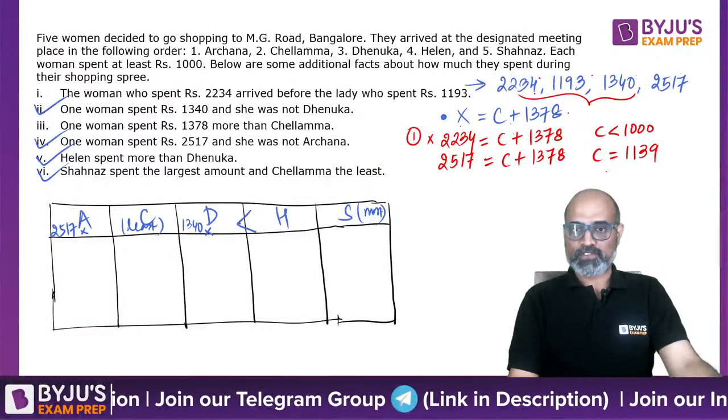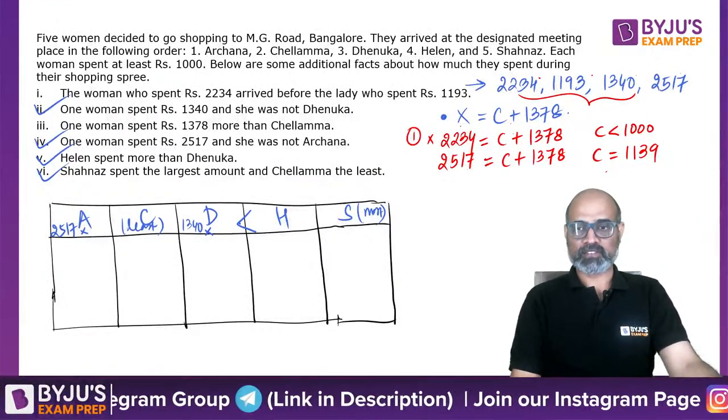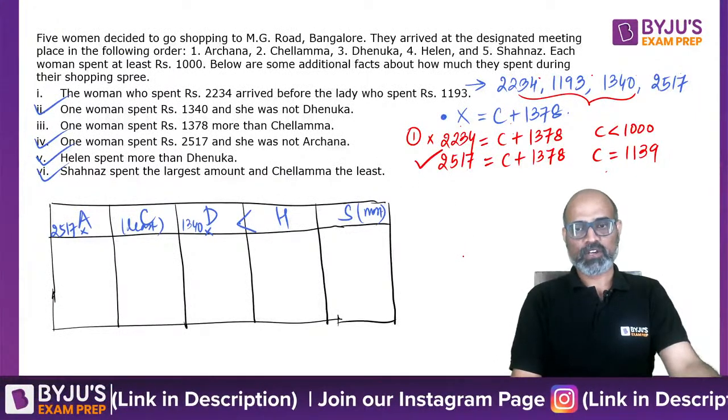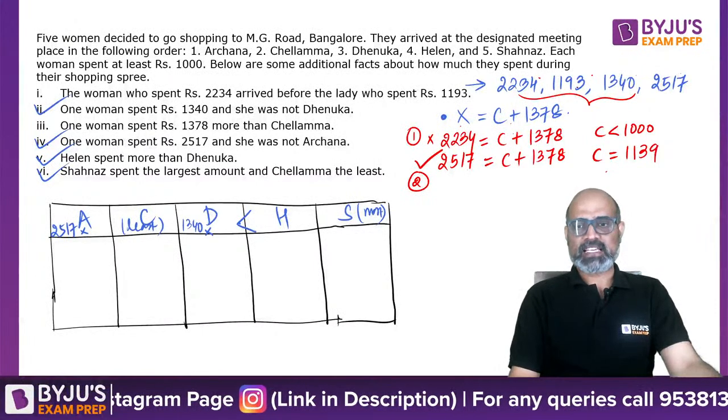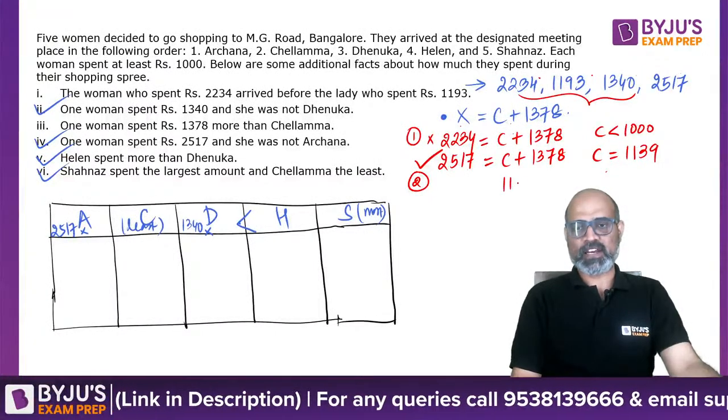So I believe we have checked for all the 4 cases. So this is one possibility. What could be the other possibility? Can I say C is, let's say, 1193?